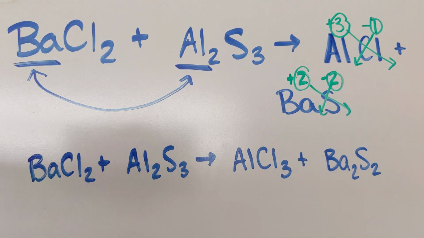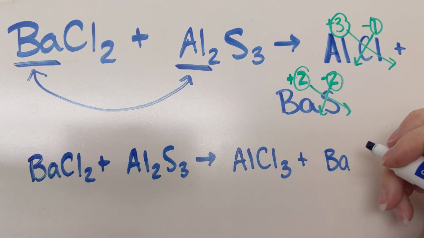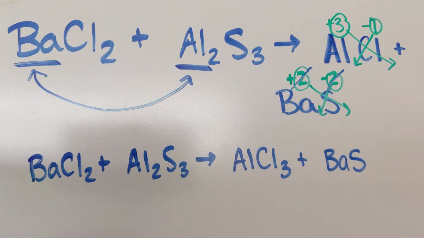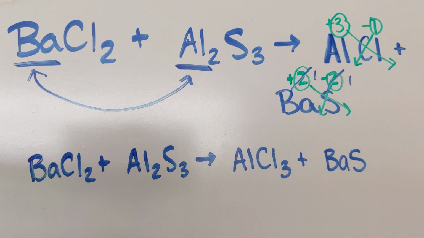that when you crisscross the exact same number, you need to reduce or simplify it. So this isn't Ba2S2, they reduce down to ones. I can divide them both by 2 and make them both ones, in which case I don't write ones. So this is just going to be BaS.